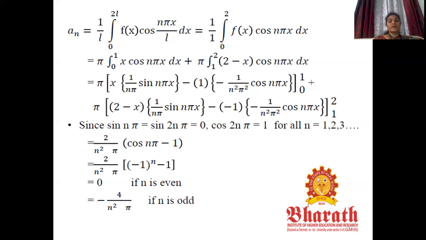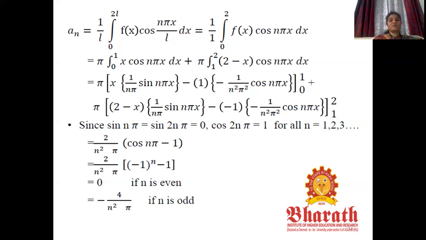Finally, you take the value of sin n pi to be 0, sin 2 n pi to be 0, cos 2 n pi to be 1. Substituting all these values and solving the above, we get the final answer as 2 divided by n square pi into minus 1 power n minus 1.